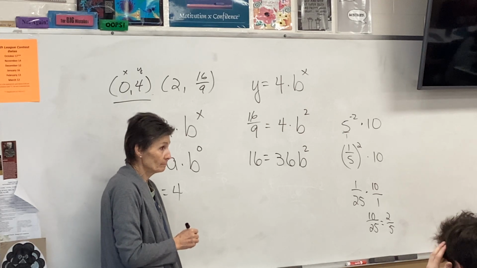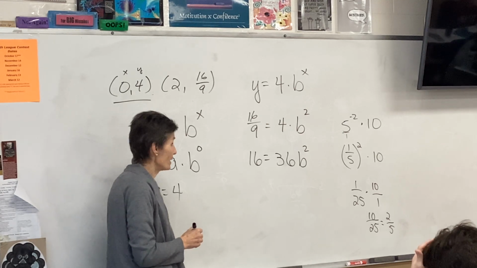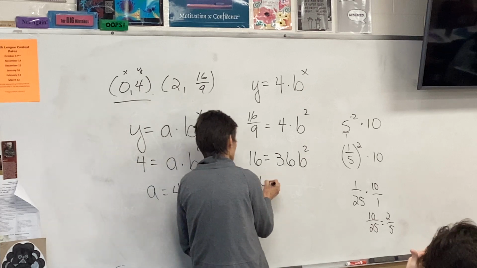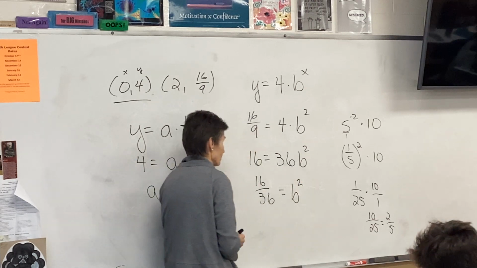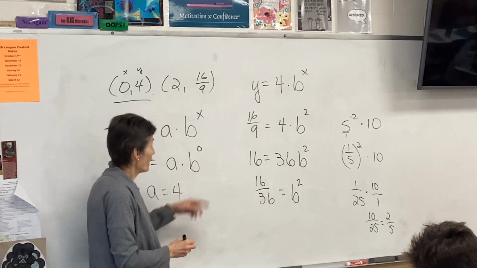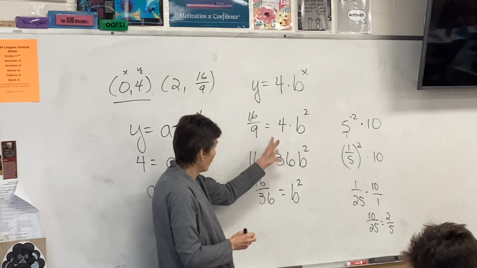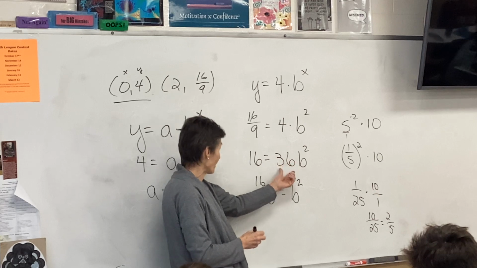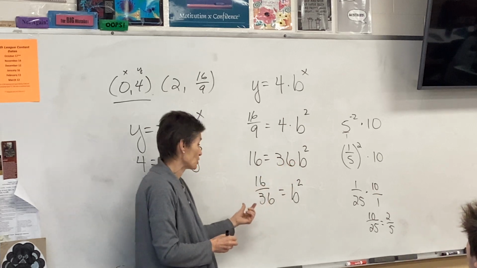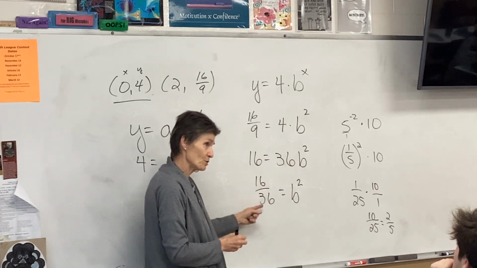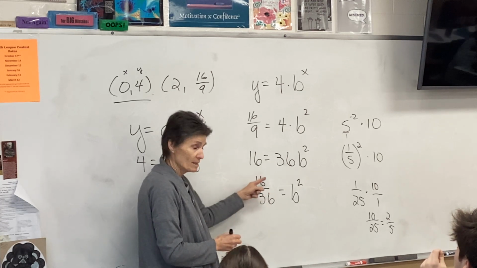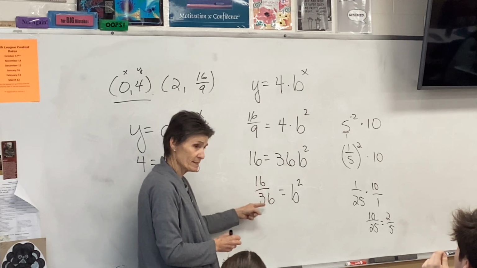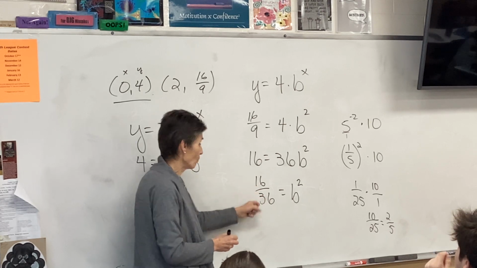Is that okay? Then I can divide by 36. So I multiply by 9 to get rid of one fraction, but then I turn around and divide by 36, so now I got a fraction back. And that actually reduces, and it's probably good if we reduce it. So what is 16 over 36? 4 over 9.